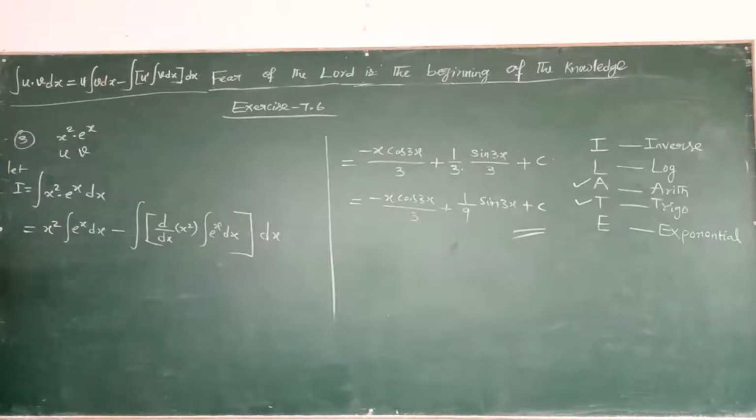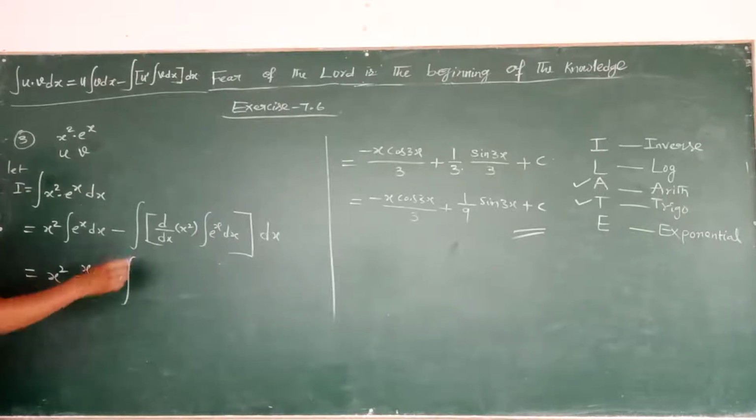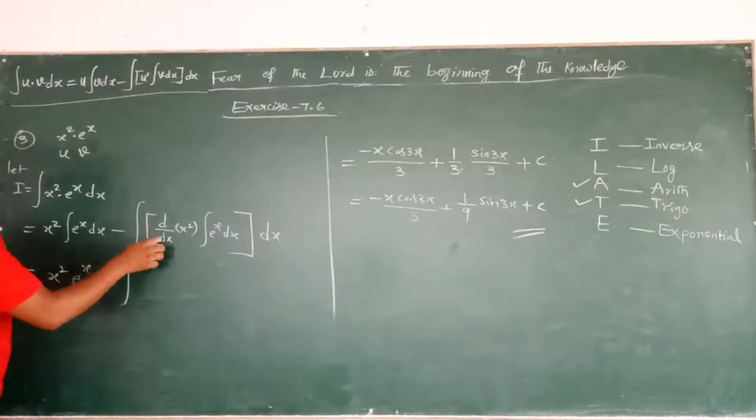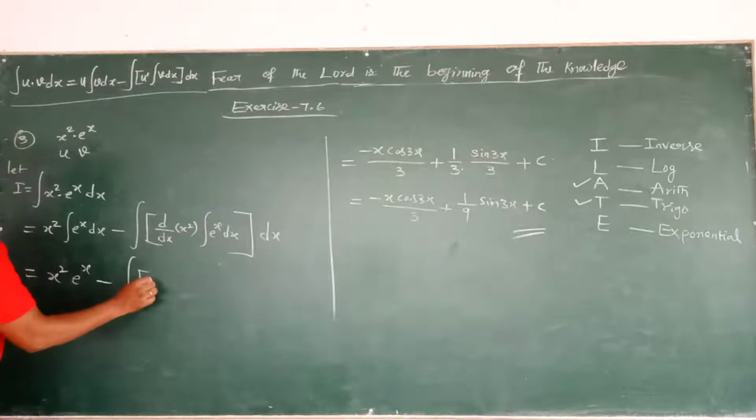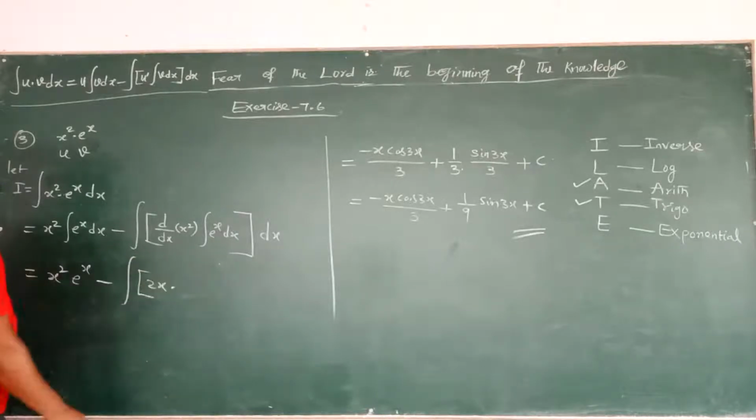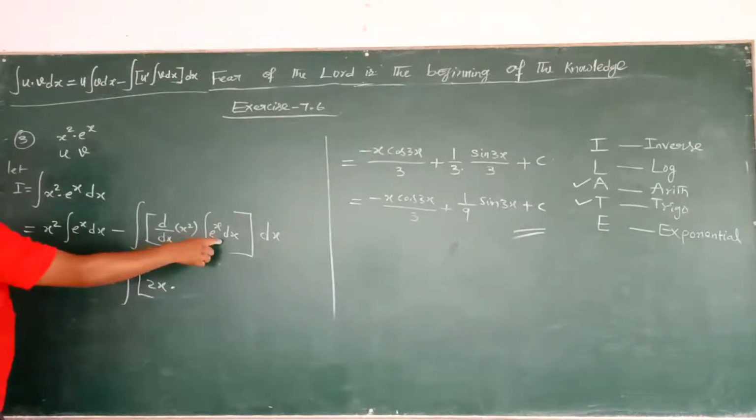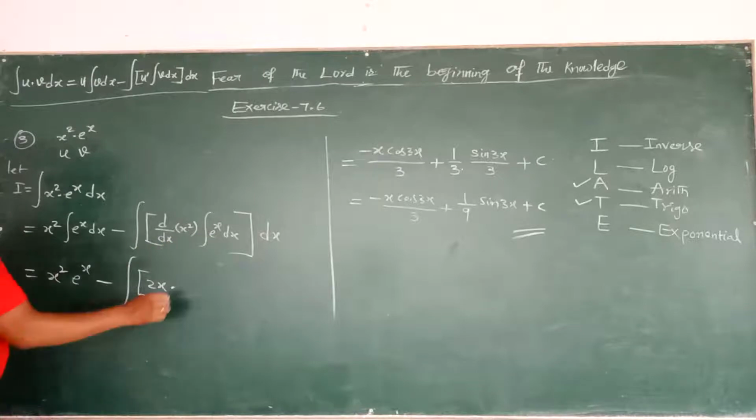So now how will we solve this part? This is equal to x square times the integration of e power x, which is e power x only, minus big integral, and now d by dx of x square is nothing but 2x, into integral e power x dx, which is nothing but e power x.